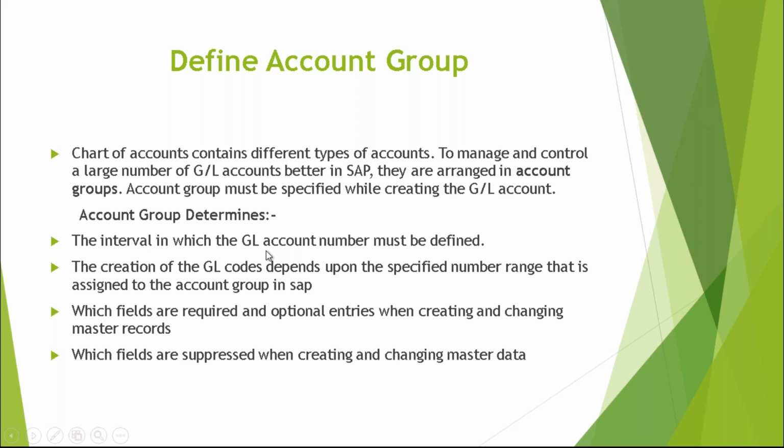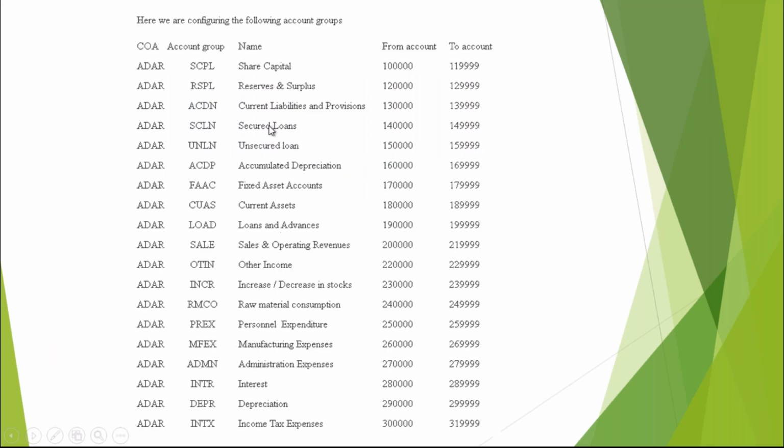So I'll be creating the accounting groups here. What are all the accounting groups I can create? The share capital, reserves and surplus, current liabilities and provisions, secured loans, unsecured loans. Like this, there are a number of account groups which you can create. For those accounting groups, you need to give the limitation of the account, from account to account. Account numbers are also very important. For example, if I create share capital, under share capital, how many ledgers can I create?